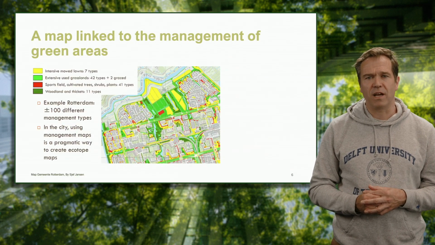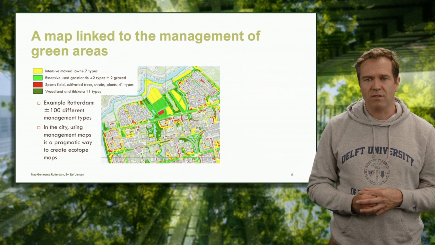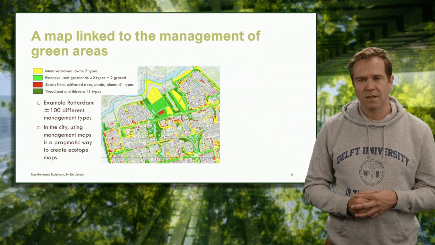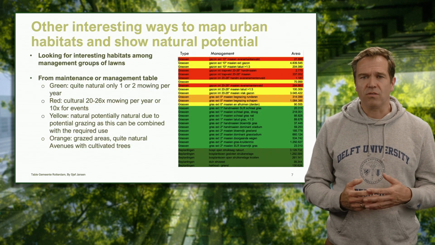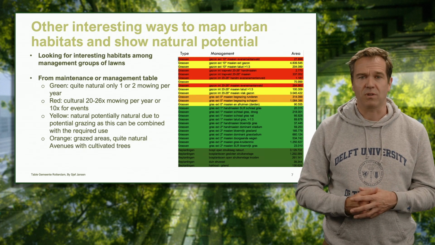Another example is by using the city administration's data. Using management maps is a pragmatic way to create ecotype or habitat maps. In this case, lawns can be categorized into urban habitats and shown the natural potential of these.